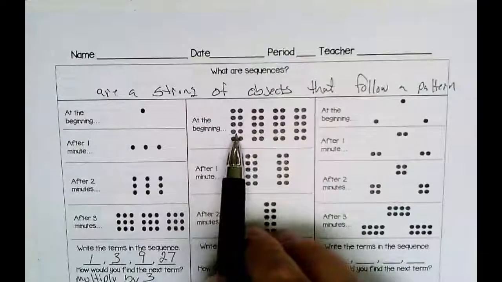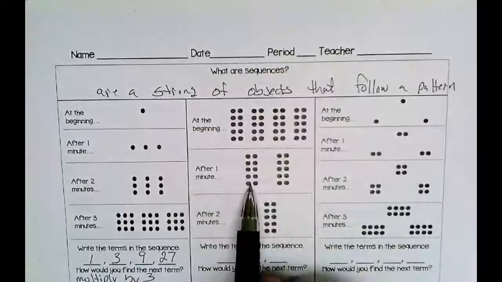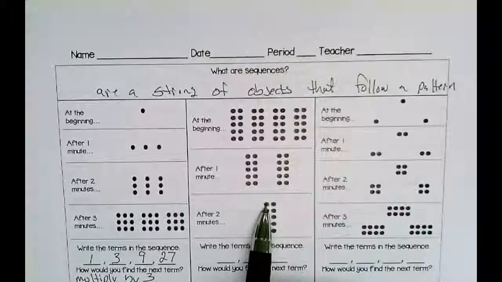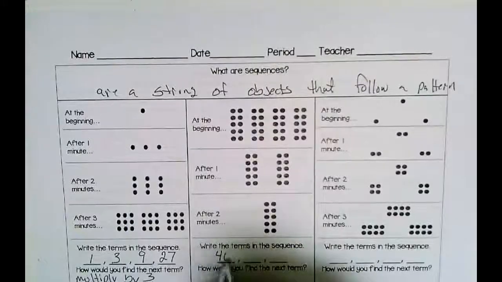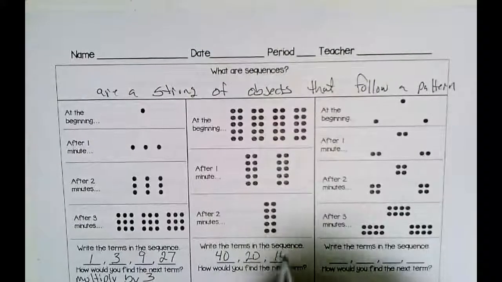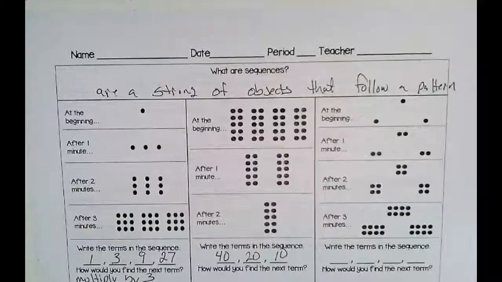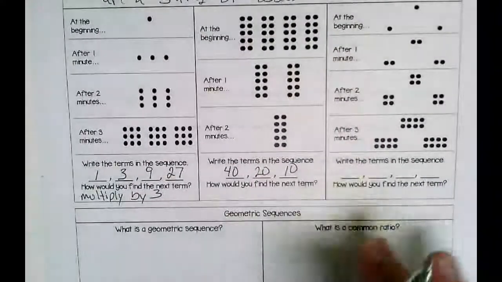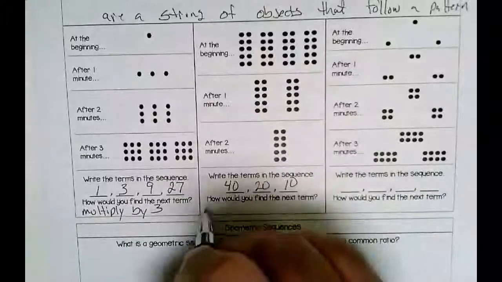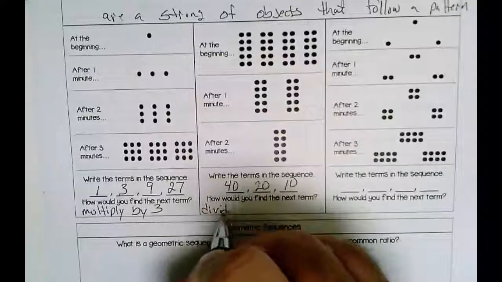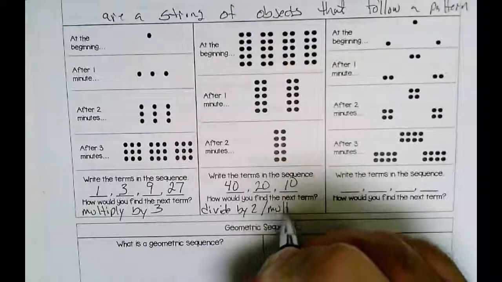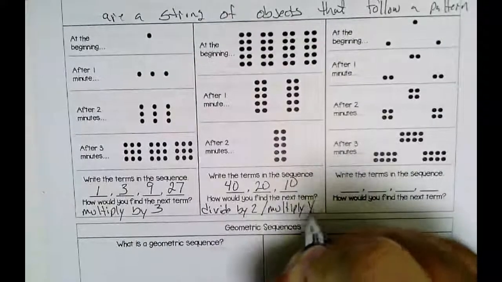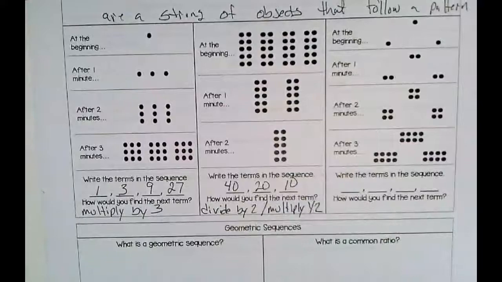Okay, so let's look at another object. So here I have 40, then I have 20, then I have 10. Okay, what are the terms of the sequence? 40, 20, 10. How could you find that term? All right, actually it's 2 ways. You all know this. You can either divide by 2 or multiply by half.